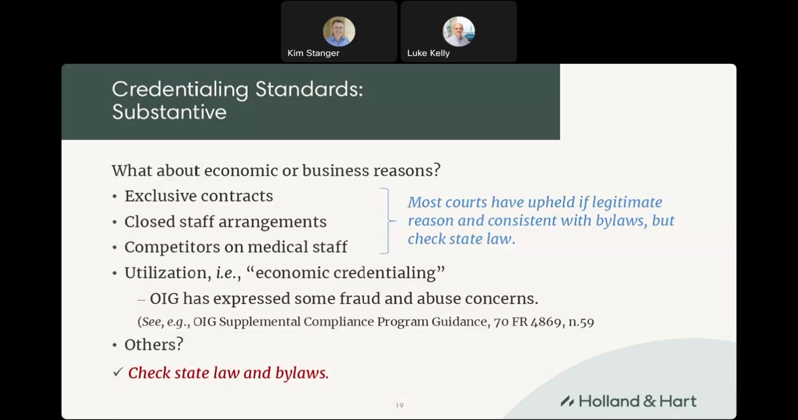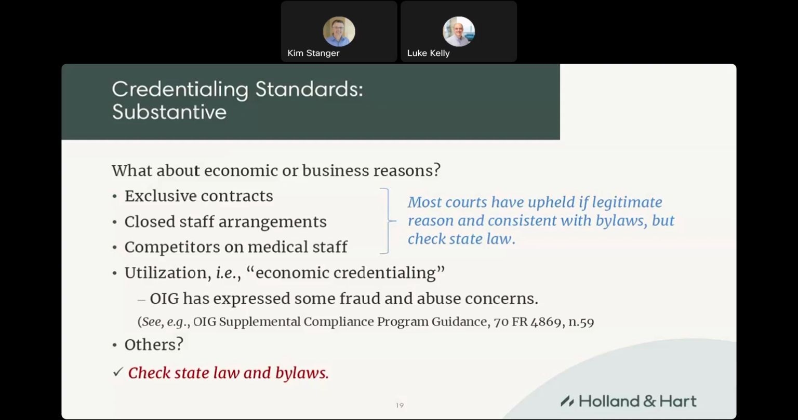Or utilization or economic credentialing. We're only going to grant privileges to those people who actually use our facility. Can you consider those? Well, most courts, not all, but you'd have to check your state law, most courts have upheld it if there's a legitimate reason for engaging in that activity, and it's consistent with the organization's bylaws. For example, exclusive contracts: there are legitimate patient care reasons for doing that, or hospital operations reasons, including the need to standardize processes, the need to make sure that you've got adequate coverage and things like that. Similarly, with closed staff arrangements, similar arguments have been made and supported there.